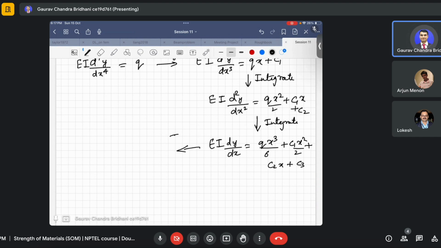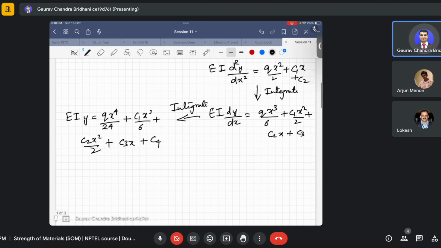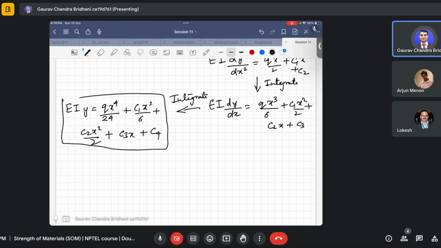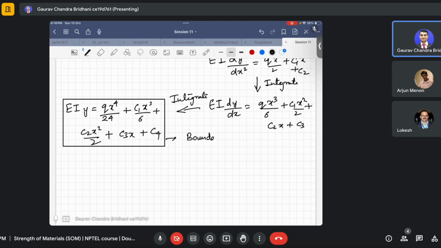then we finally integrate to have the form EI y equals qx⁴/24 plus c1x³/6 plus c2x²/2 plus c3x plus c4. This is the final form we get after integration. Simple, nothing new. And we need the boundary conditions of the beam for finding the constants.